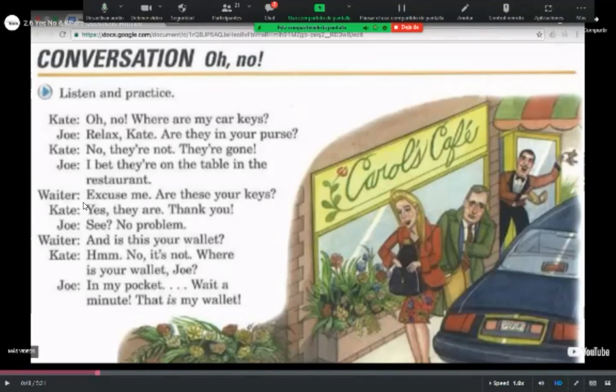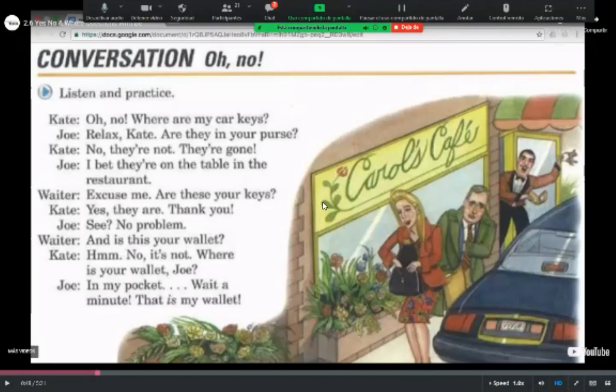Oh no, where are my car keys? They are on the table in the restaurant. Excuse me. Are these your keys? Are those your keys? Teacher is waiter. Yes, teacher is the waiter.